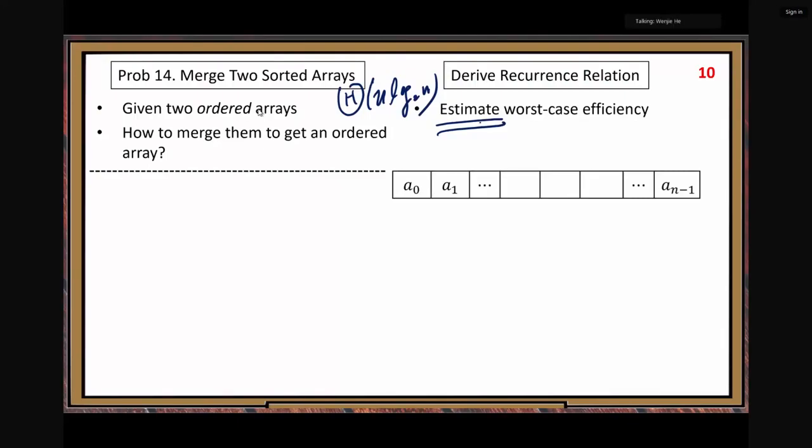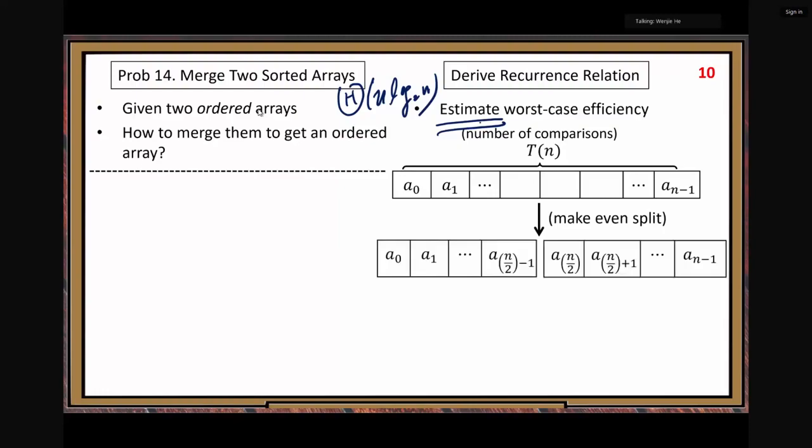Original array like this. We assume the number of comparisons to sort this array by merge sort is capital T function, T of n. Divide and conquer: when we divide, we split into two subarrays, both half of the original data size. We make an even split. The size of each one is approximately n over 2.